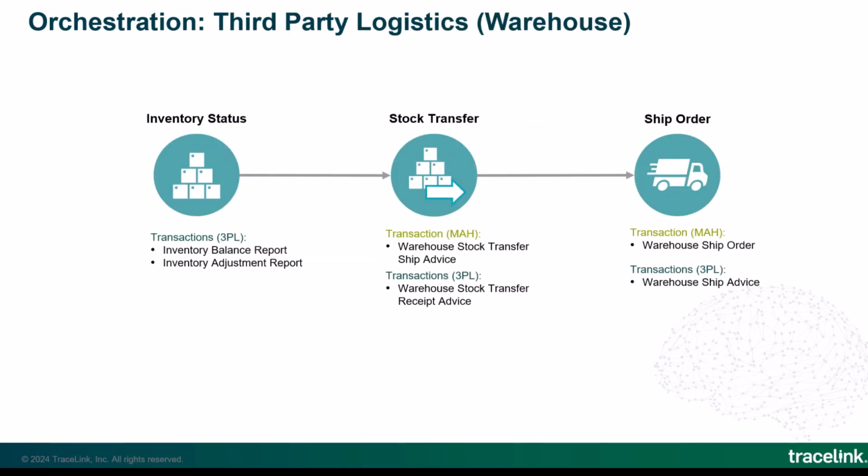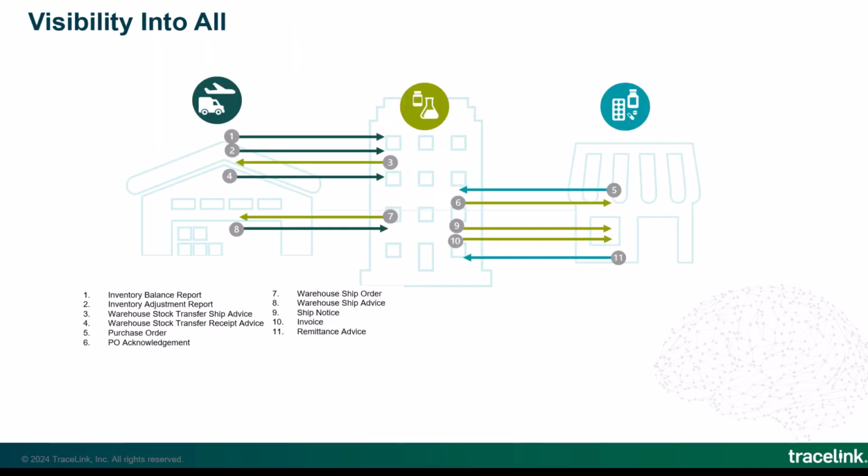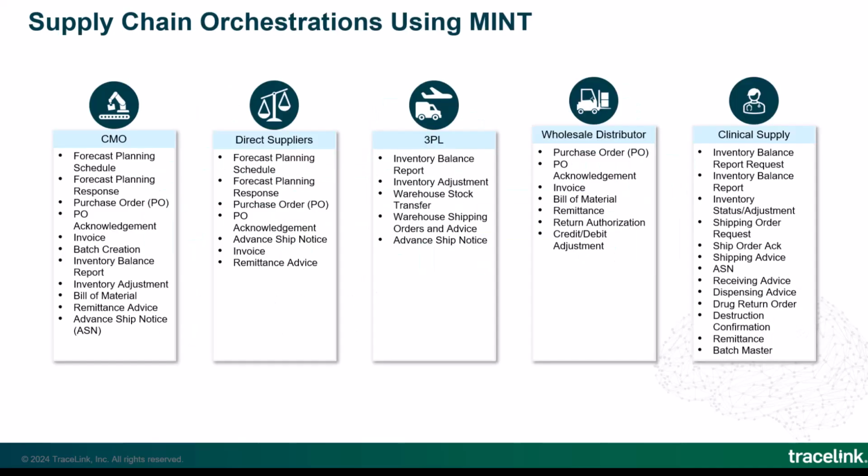Now let's expand the scope a bit. To fulfill the order, a manufacturer would need to coordinate with their 3PL on inventory balance and shipping schedules. So if we combine these two orchestrations, we have visibility from warehouse management all the way down to sales. Here are some of the transactions you can use to gain visibility through Mint.